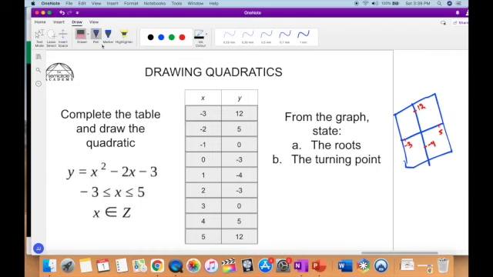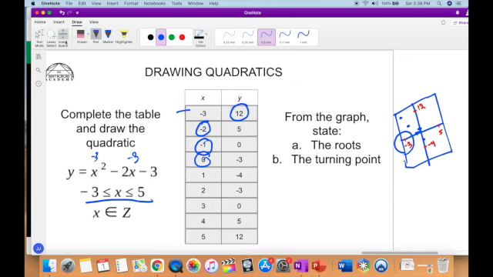So they're telling you here that they want you to completely draw this quadratic, and they give you this domain from x is -3 to x is 5. So what I did was I plug in x is -3 in here, and the answer that I got is 12. So when x is -3, y is 12. So I have that point here. When x is -2, y is 5. So I have that point here. When x is -1, y is 0. So I have that point here. When x is 0, y is -3. So I have that point here.